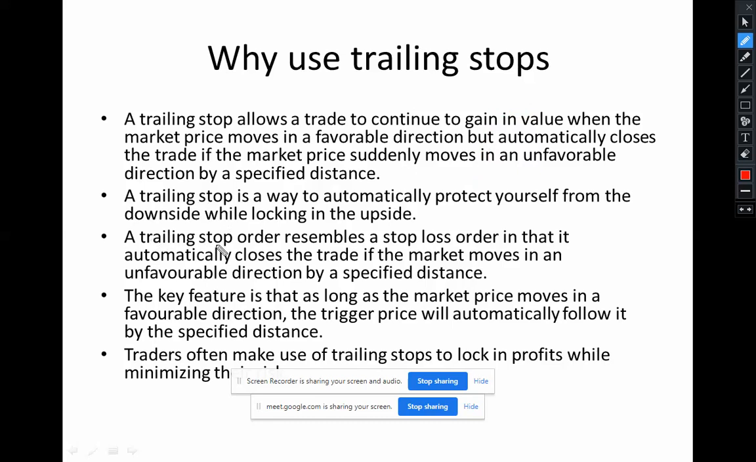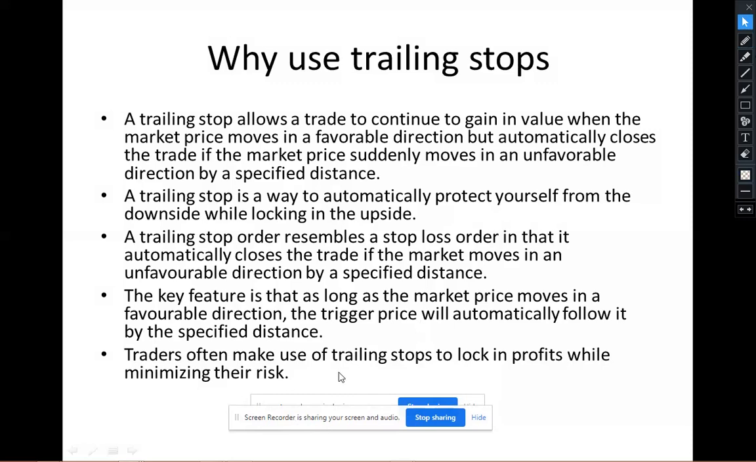So a trailing stop order resembles a stop loss order, in that it automatically closes the trade if the market moves in an unfavorable direction by a specific distance. The key feature is that as long as the market price moves in a favorable direction, the trigger price will automatically follow it by a specific distance. So traders often make use of a trailing stop loss to lock in profits while minimizing their risks.